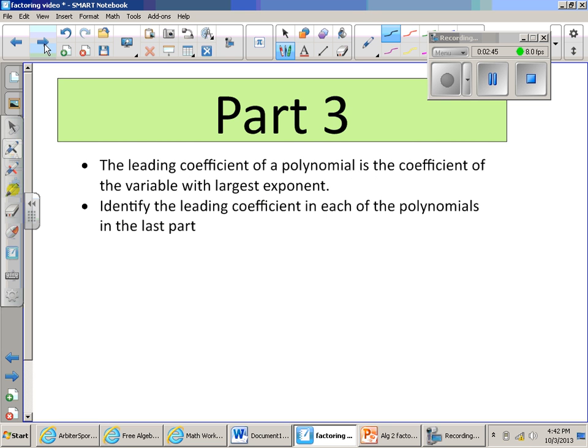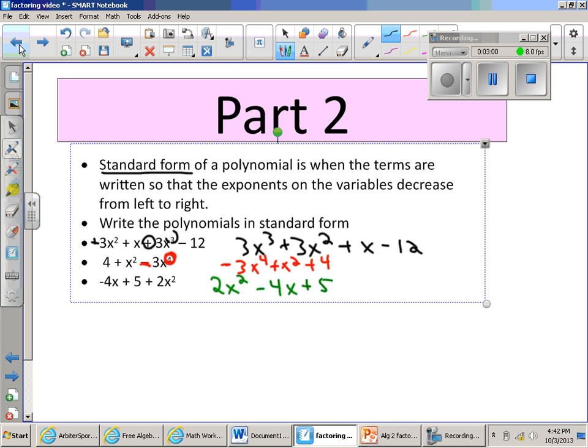Third thing, the leading coefficient of a polynomial is the coefficient of the variable with the largest exponent. Let's look at the last section, part 2, and let's find the leading coefficient. Leading coefficient of the first one, if we put it in descending order, would just be the coefficient for the first term, which is 3. Leading coefficient for the second one, negative 3. And the third one, negative 2. Or positive 2.